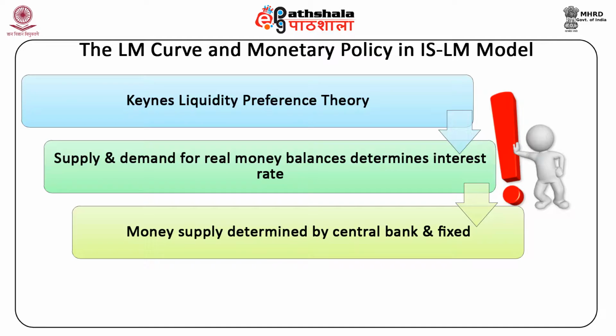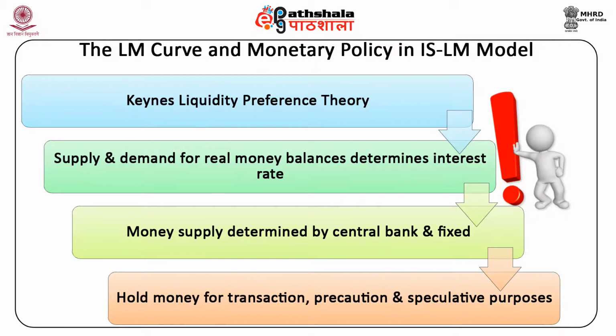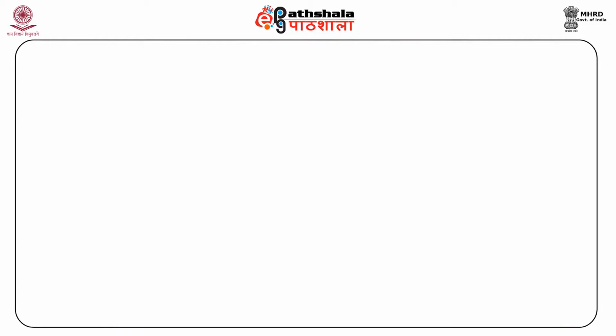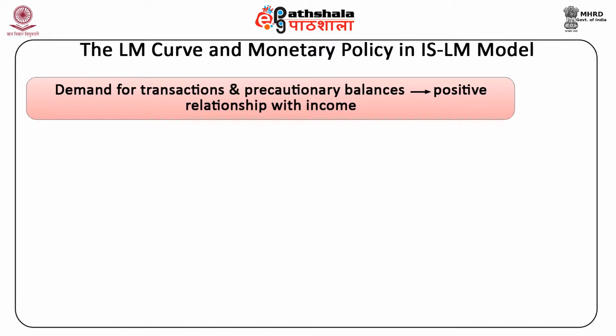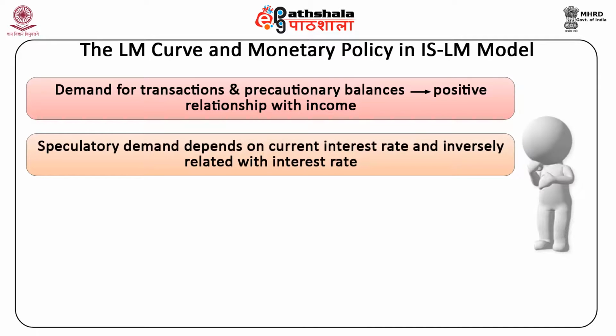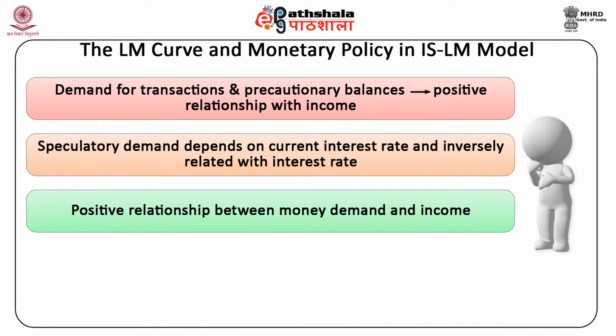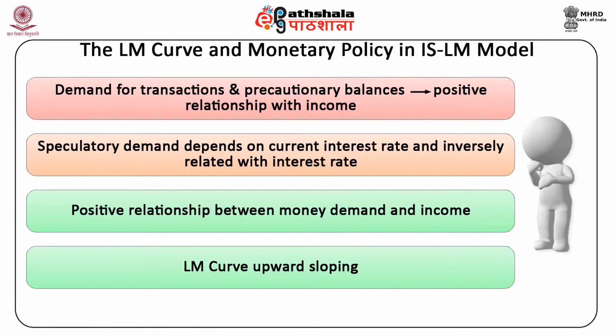The model identifies that people can hold money for transaction, precautionary and speculative purposes. The demand for transactions and precautionary balances is assumed to have a positive relationship with income. The demand for speculative balances depends on the current level of the rate of interest and has an inverse relationship with the rate of interest. The positive relationship between the demand for money and income means that the LM curve is upward sloping.